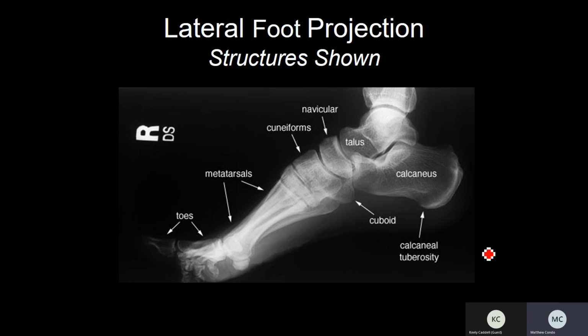Now, obviously, with this individual, they have some big time curling of their toes or flexing of digits 2, 3, 4, and 5, as you can see on the bottom part of the screen. But as you can get a good appreciation for, I can see the navicular pretty clearly here. I can see the cuneiforms, or at least the medial cuneiform, pretty clearly. I can see the calcaneus pretty clearly.